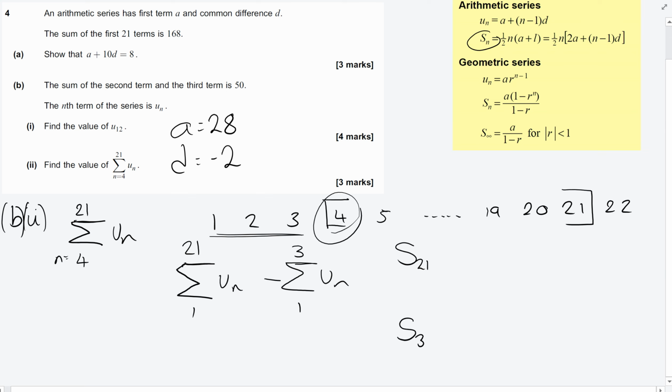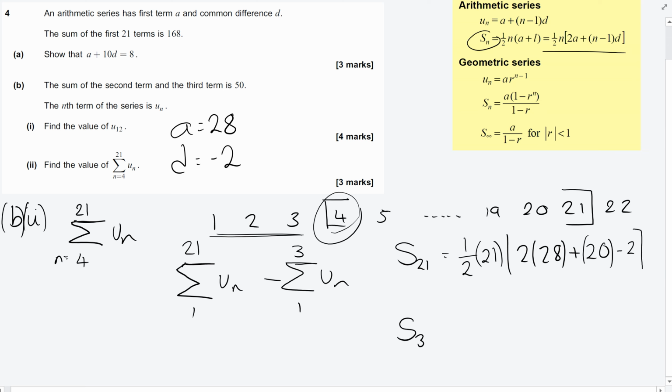Now we don't know the last term in this sequence, so we're still going to be using this second formula here. Now we know what a is, we know what d is, so we're just going to be substituting everything in. So this is equal to a half of 21, 2 lots of a, which is 2 lots of 28, plus n minus 1, which in this case is 20, times by d, which is minus 2.